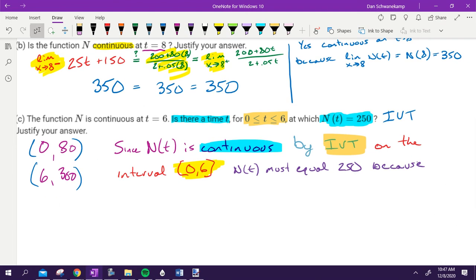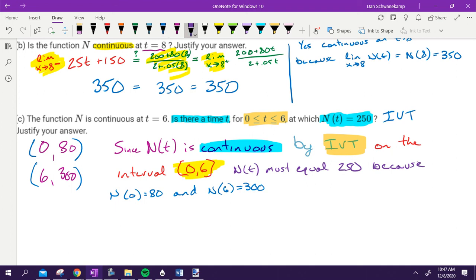I need the values. So I'm going to just say f of 0 is 80 and f of 6 is 300. I'm just stating those endpoints. I should say not f. Sorry, I should say n. N of 0 is 80 and n of 6 is 300. I needed my endpoints. What is the last thing I got to show in order to do IVT?